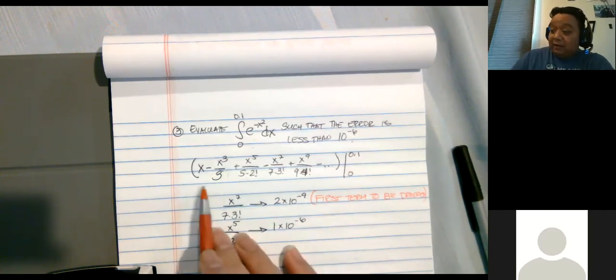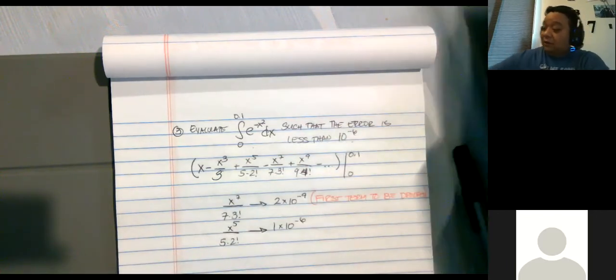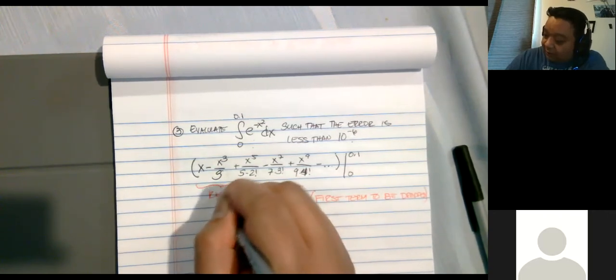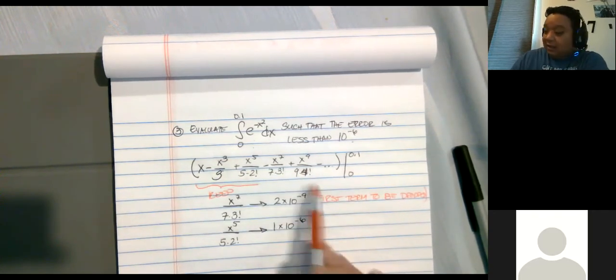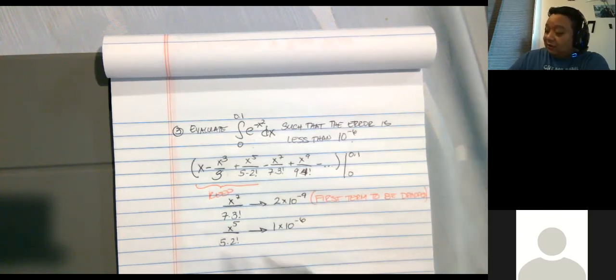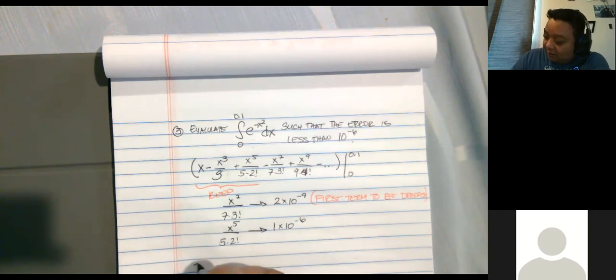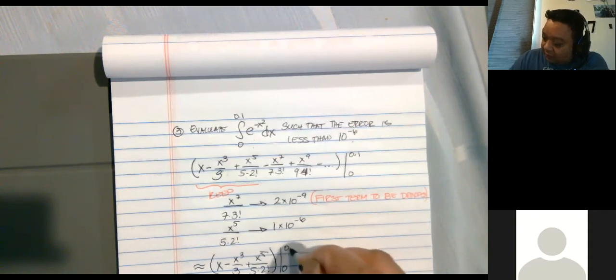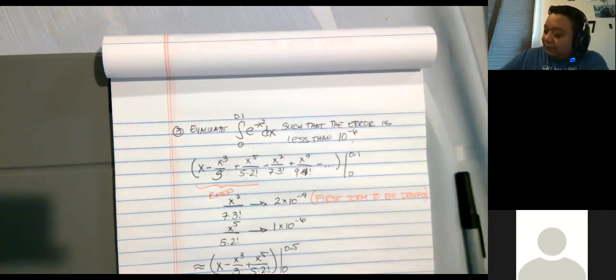And you're keeping the first three terms. So the first three terms is what you're keeping, and this is the first one you drop. So which means the value of this is approximately x minus x cubed over 3 plus x to the fifth over 5 times 2 factorial from 0 to 0.1.